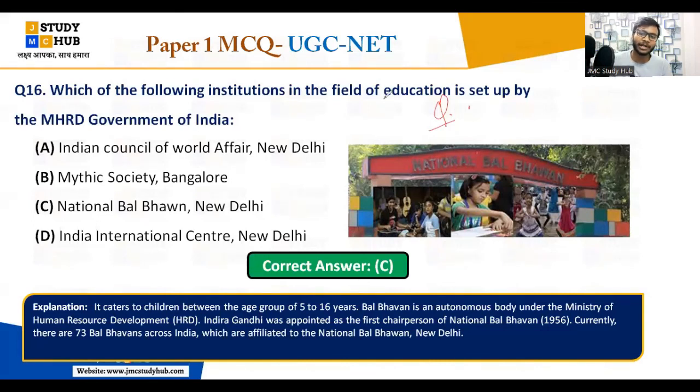So second question here, from the National Bal Bhavan, right? When was the National Bal Bhavan established? In the year 1956. Very good. बहुत ही सुंदर. Currently there are 73 Bal Bhavans across India which are affiliated to the National Bal Bhavan, New Delhi, right? So the current figure is 73 Bal Bhavans across India, right?